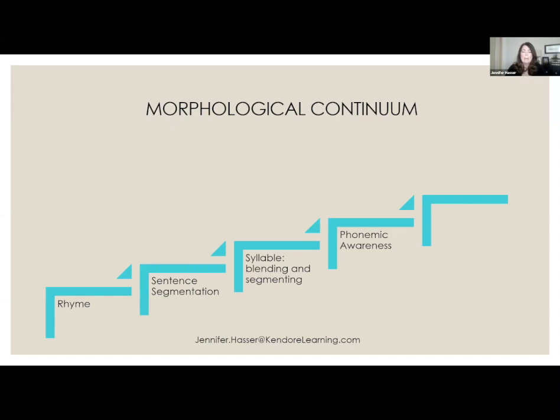We have a phonological continuum, that is rhyme, sentence segmentation, syllables, listening for the sounds within words, and phonemic awareness. And rhyme kind of picks up where school starts, right? When school starts, that's when we really are talking about this instruction. But language starts way before that. It starts from the minute you're born.